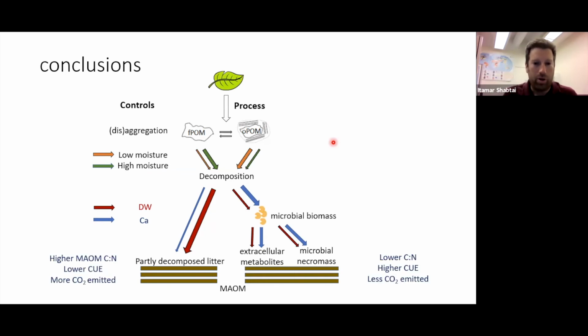And putting everything together, this resulted in higher carbon to nitrogen ratio on the MAOM, lower carbon use efficiency, and more CO2 emitted in the control soils, and lower carbon to nitrogen ratio, higher carbon use efficiency, and less CO2 emitted when we treated the soils with a calcium salt.